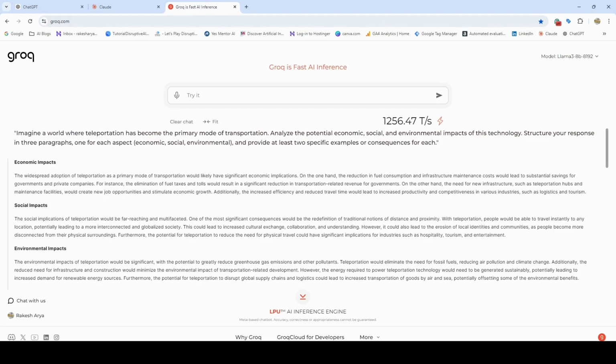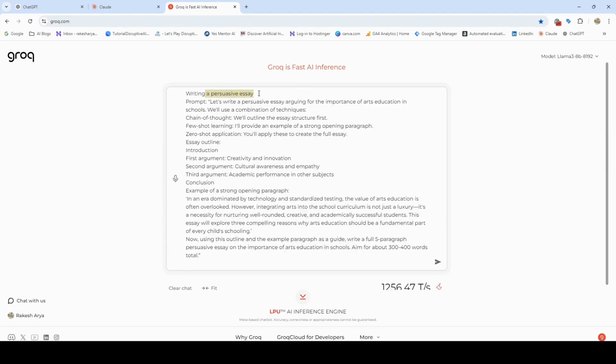Okay. So last is, let us combine the techniques, and then we give an example where we want an essay. Okay, let me give this prompt. So write a persuasive essay. This whole thing is a prompt, and the prompt is we want a persuasive essay on education, schools. This one, chain of thought. We are telling, okay, follow these things, right? So chain of thoughts, few shot learning. I will provide the example. So I'm providing the examples, and below I'm providing the example as well. Zero shot application. You will apply this, create the full essay.